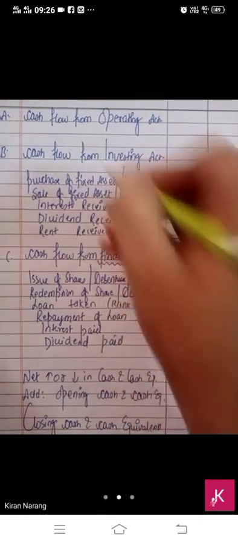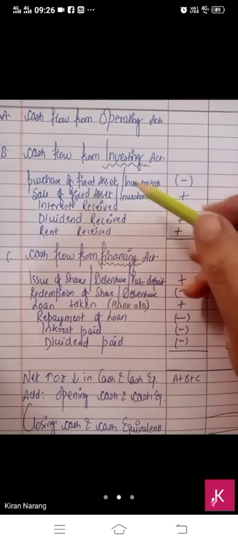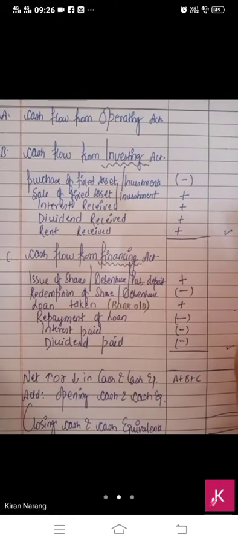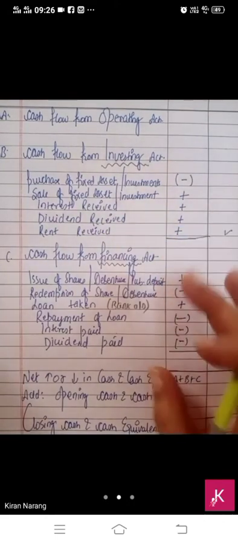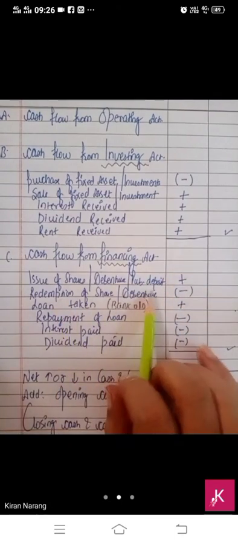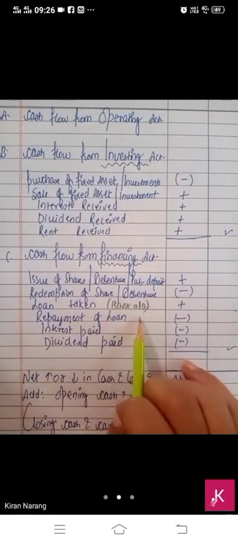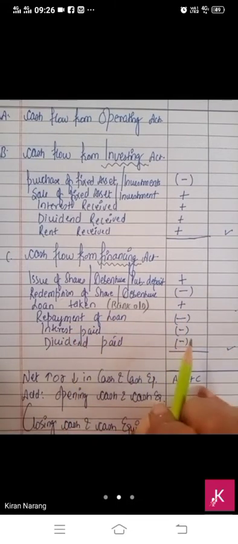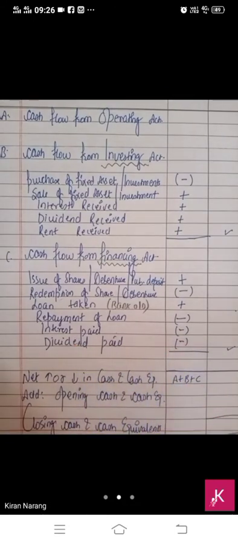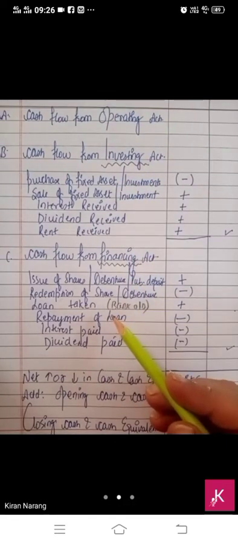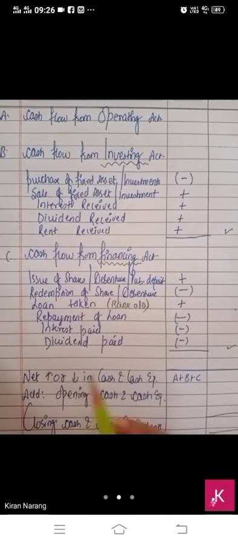These are the items for financing and investing activities. Investing activity: purchase of fixed asset investment minus, sale of fixed asset investment plus, interest received, dividend received, rent received plus. This is only B part. Then C: issue of shares debentures plus, redemption of share debenture minus, loan taken including bank overdraft plus, loan repaid minus, interest paid, dividend paid minus. This will be the answer of C head. These are the three heads of cash flow. A, B, C: cash flow from operating, investing and financing activity.